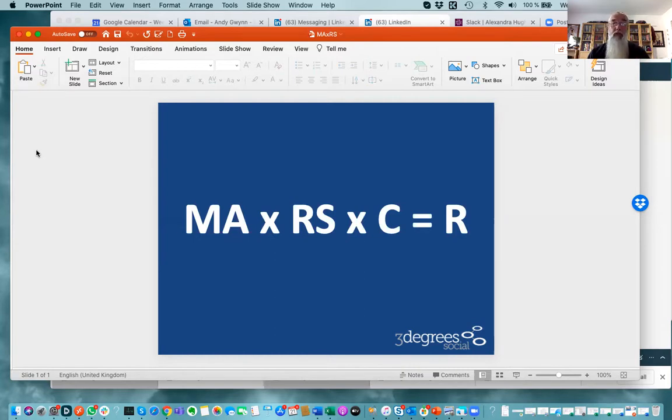Do not undervalue this formula for success. If you are not getting the results you want in your property, real estate investing, or your personal life, or your other businesses, have a look at this formula. Ask yourself, which of these do I need to work on?